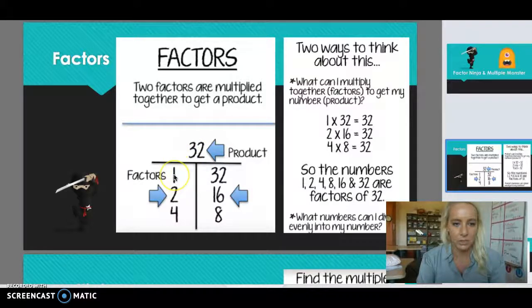So the factors of 32 are 1 and 32, 2 and 16, 4 and 8. Because when I multiply 1 times 32, it gives me 32. When I do 2 times 16, it gives me 32. And when I do 4 times 8, that also gives me 32. So factors are the numbers that when multiplied equal the product.